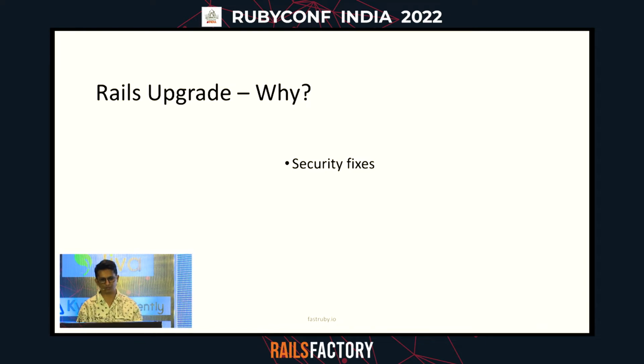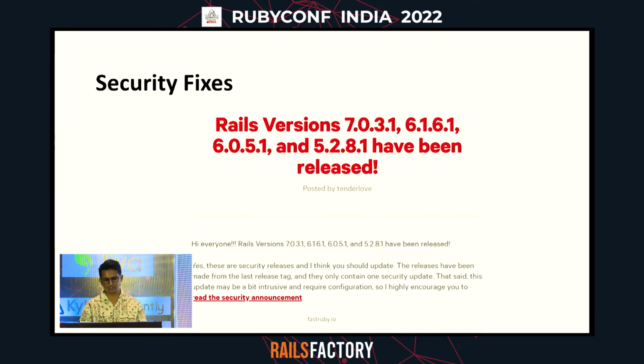So you have these security fixes in place. This is from the last release of Rails. If you notice, they have released 4 different versions of Rails: 7.0.3.1, 6.1.6.1, 6.0.5.1, and 5.2.8.1. So if you're somebody whose app is on, let's say, Rails 5.2.7, chances are your app is vulnerable, and you need to upgrade it to 5.2.8.1 at the most.